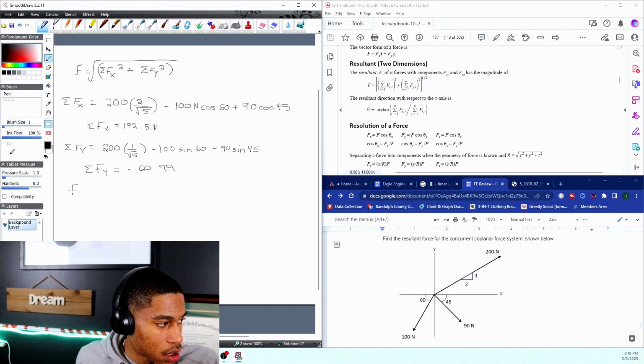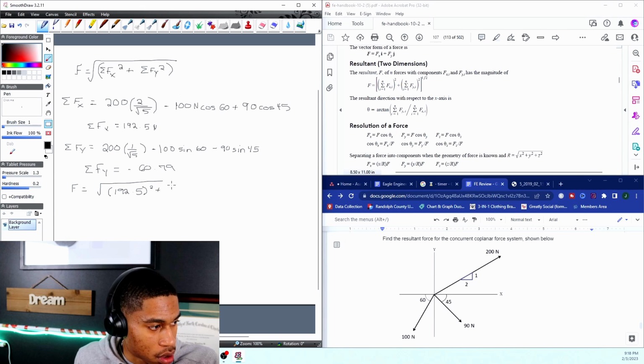So we're just going to say F is equal to this top formula, the square root of 192.5 squared plus, and then I'm just going to say a negative 60.79 squared. I'm going to drag this all the way out. Okay.